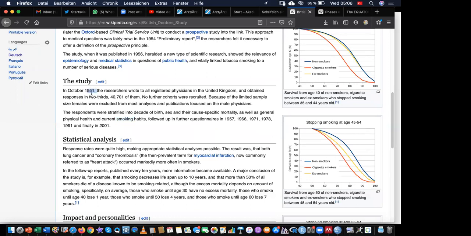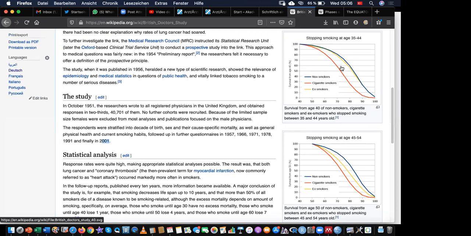If he is 40 years, let's say a medical doctor, the average might be 40 years in 1950, 40 plus 50 years, in 2001, he will be 90 years. So he will be dead. Most of the people live around 90 years. At the end, all of them will be dead. But you see, those who are smoking have a lower life expectancy compared to those who quit smoking, the ex-smokers, the yellow line, and those who are non-smokers. The non-smokers live longer, of course.